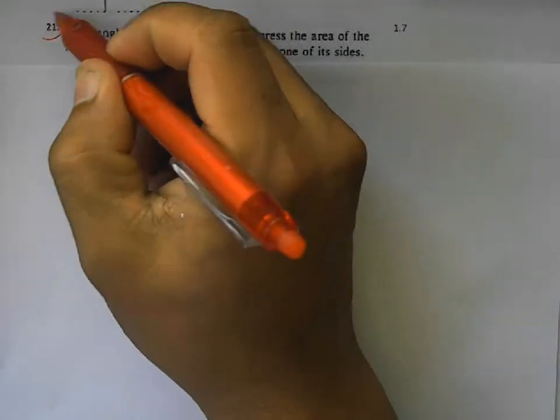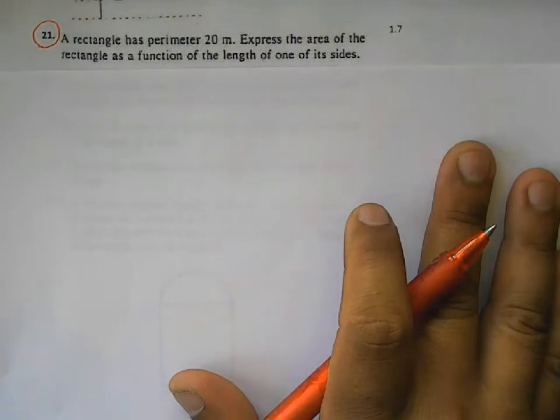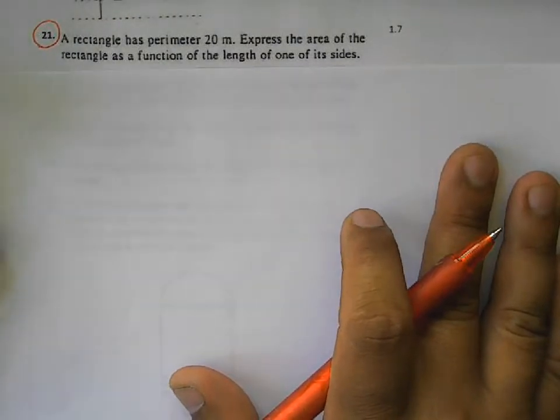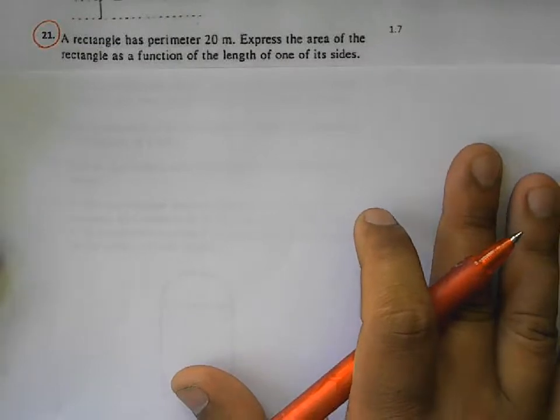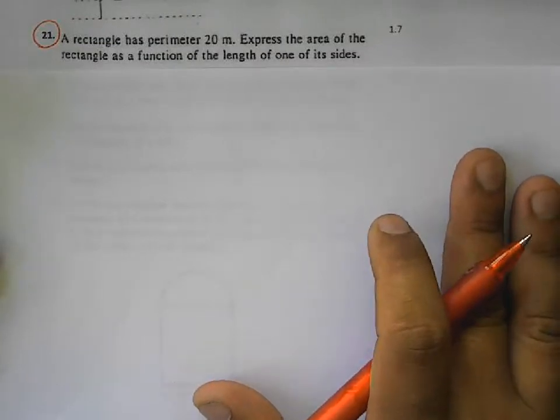We are going to talk about problem number 21 here. And this is really just writing equations. It's a very underemphasized skill that's actually used quite a bit. How do we write an equation to model a particular instance or a particular practical application?